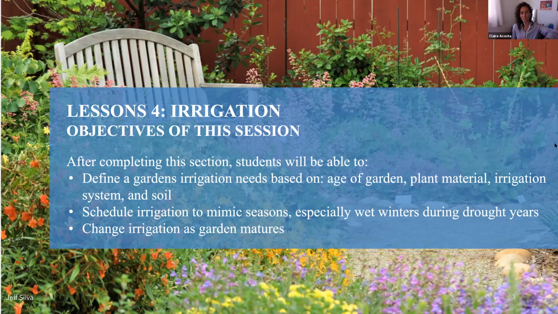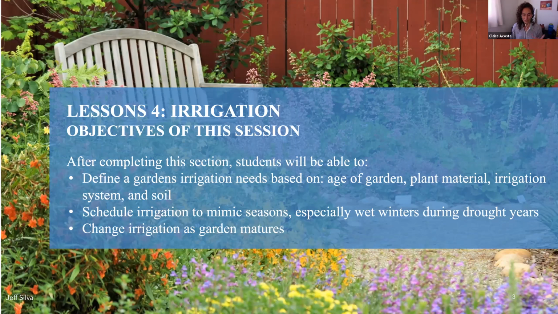Today, we're mostly going to be defining the garden's irrigation needs based on age of the garden, plant material, irrigation system, soil, and then talking about scheduling the irrigation so it mimics the seasons, especially a wet winter season, and then changing the irrigation, sorry, as the garden matures.